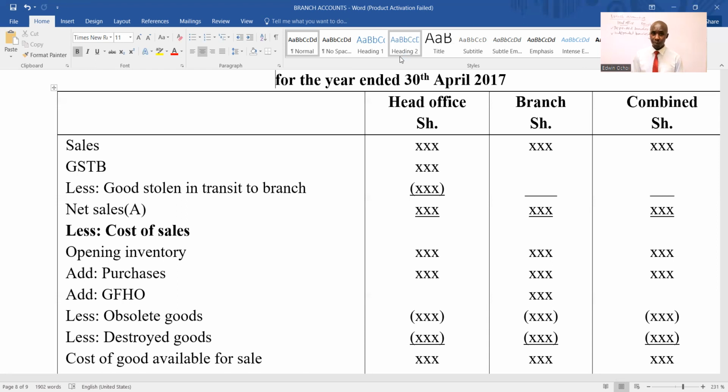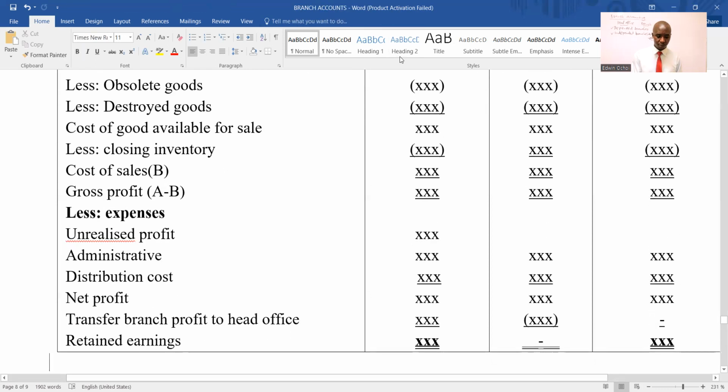If they are not equal, maybe there were some goods in transit or storing. Then there might be obsolete stock or destroyed goods, which has to reduce our stock. So we get the cost of goods available for sale. We raise closing stock, then we get the cost of sales. So if you take your net sales minus cost of sales, you get your gross profit.